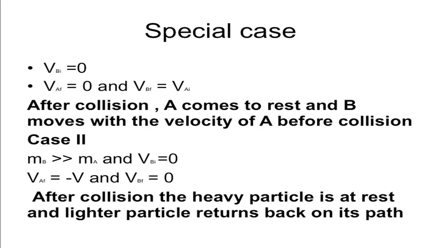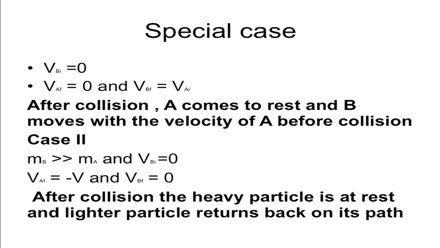Then we have another case, that is case 2, in which the mass of ball B is much, much greater than the mass of ball A. And here again we have the ball at rest, that is VBI equal to 0. When we substitute these values in equations 4 and 5, we get the two values, given as VAF is equal to minus VAI and VBF equal to 0.